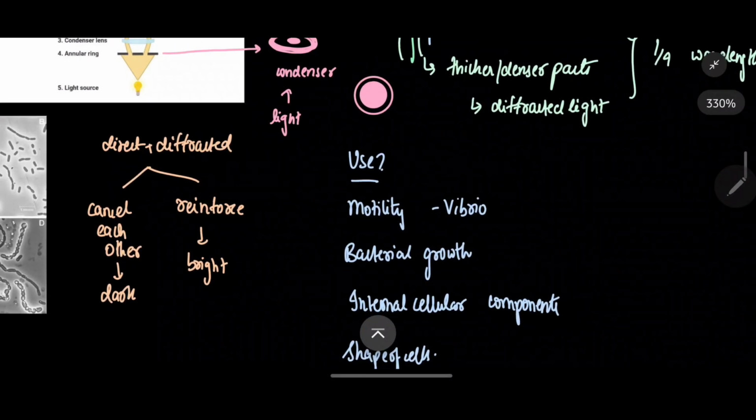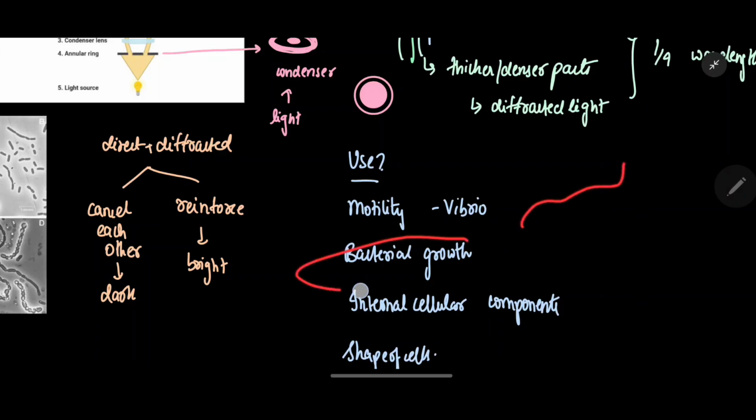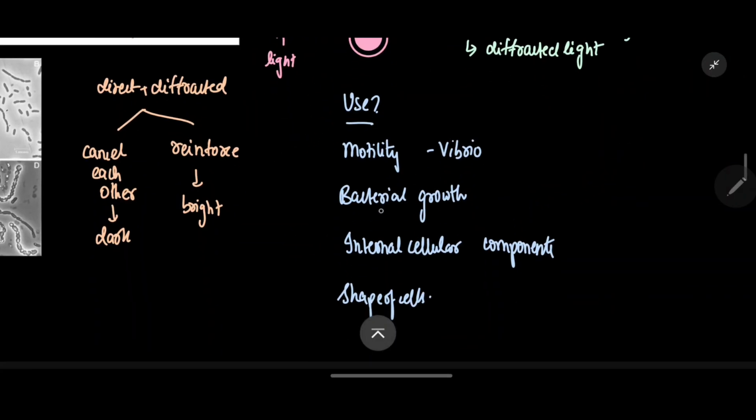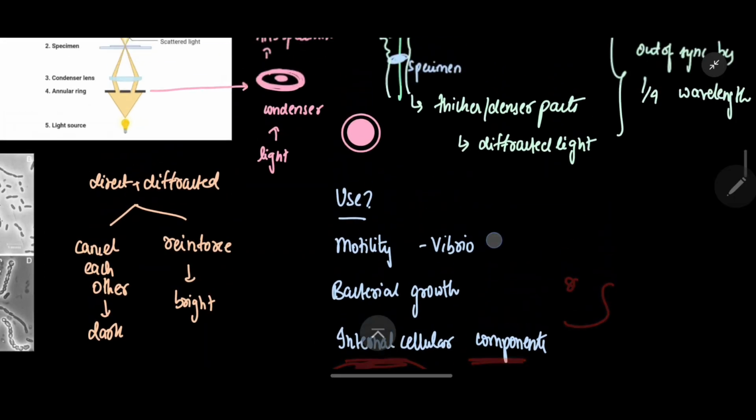Now what is the use of this? It is used to look at the motility of different bacteria like Vibrio. There's also this thing called the bacterial growth curve. To observe how bacteria are growing, we look at them in phase contrast microscopes. And it is used to look at internal cellular components like the nucleus, cytoplasm, and shapes of the cell.